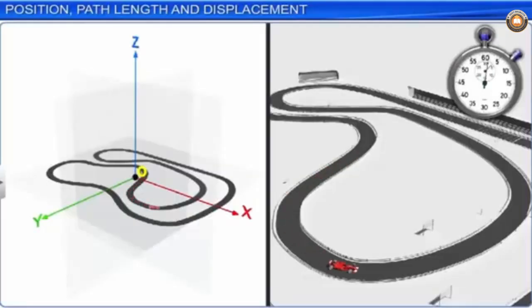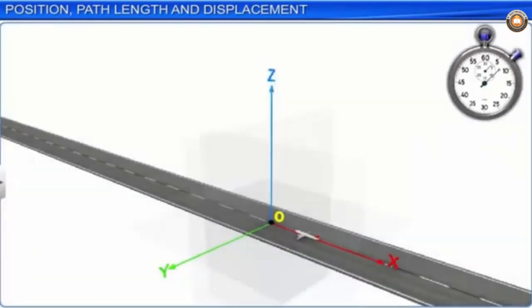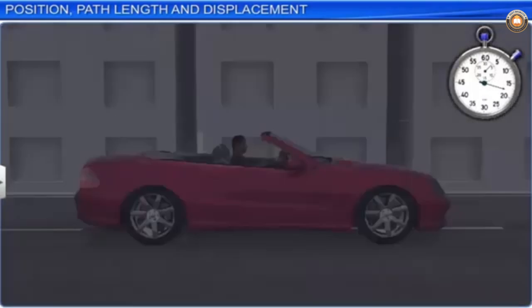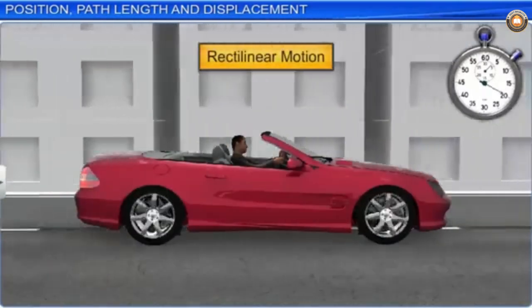If the body is moving in a plane, then we consider any 2 of the 3 reference axes. If the body is moving in space, which is 3-dimensional, then we have to consider all the 3 reference axes. Let us examine rectilinear motion more closely.